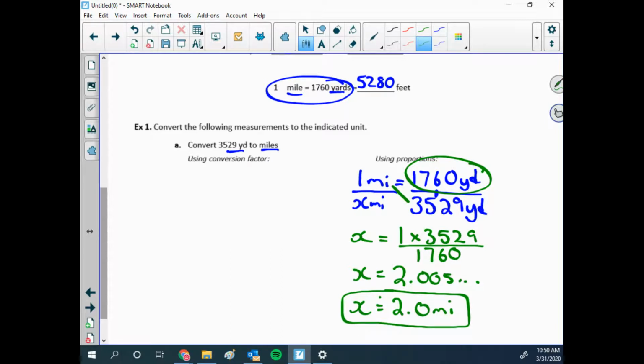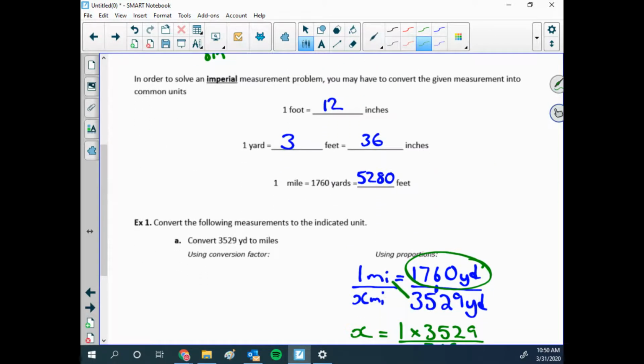So that's the first way I could solve this problem, is using a proportional relationship. And if that's how you want to solve all of the questions, you can go ahead and do that. The other one is actually using a conversion factor. So looking at all of these conversion factors, what we want to say is, how can I go from one unit to the other?